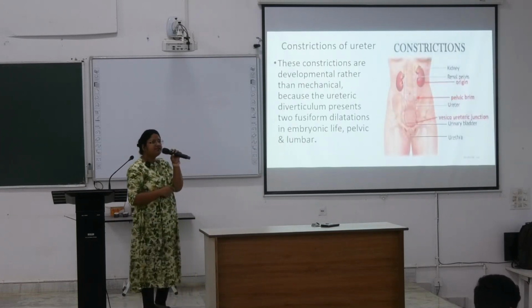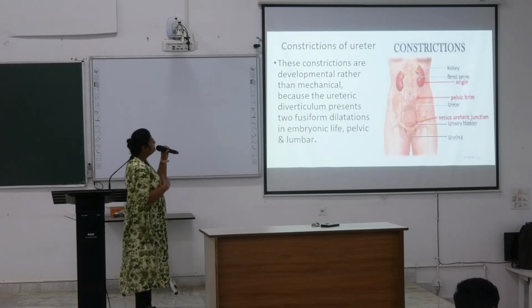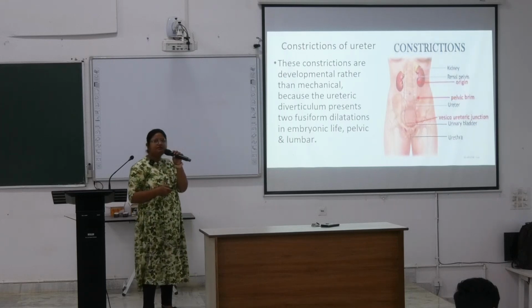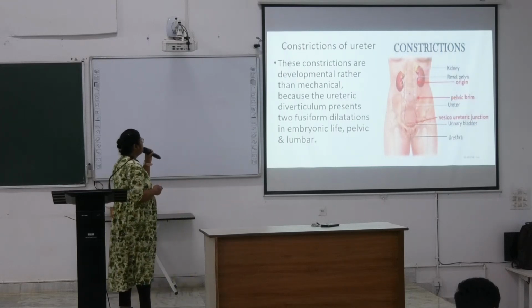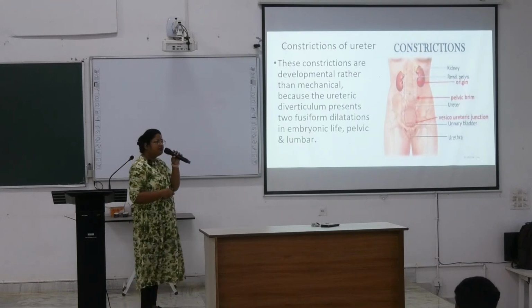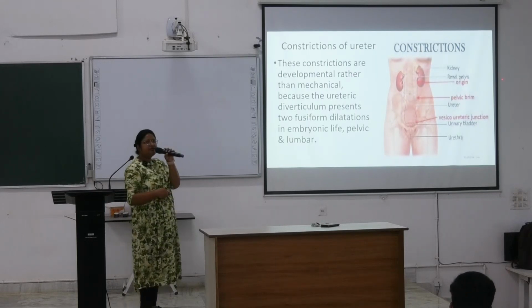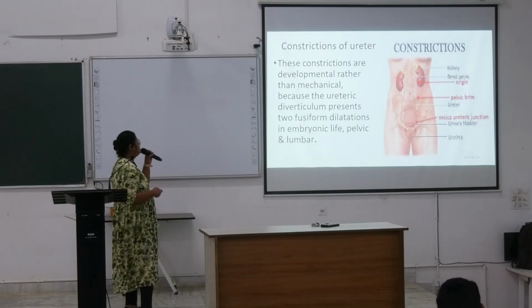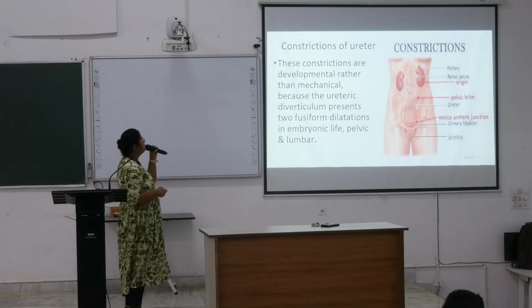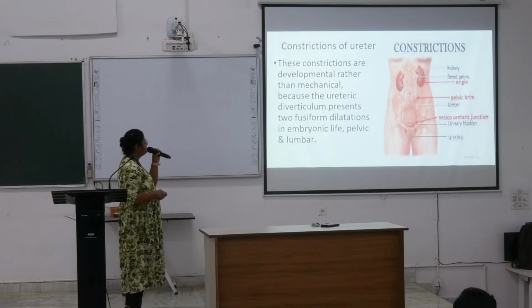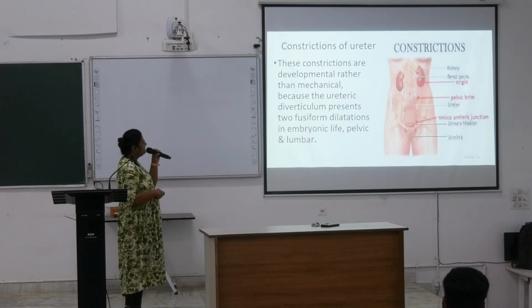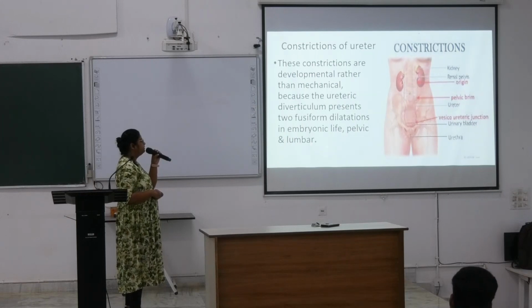So how are these constrictions developing? You have to write this if it comes as a short note on constriction of the ureter. These constrictions are developmental rather than mechanical. Mechanical means they are formed due to pressure of other organs. But these constrictions are mainly developmental, because the ureteric diverticulum presents two fusiform dilatations in embryonic life, the pelvic and lumbar dilatations. At the junction of these dilatations, constrictions are formed. Here are the ureters.